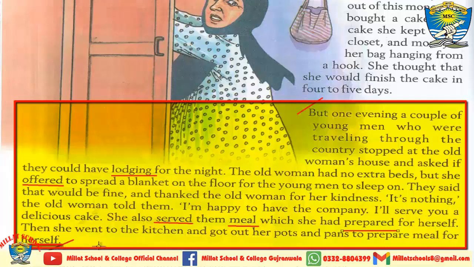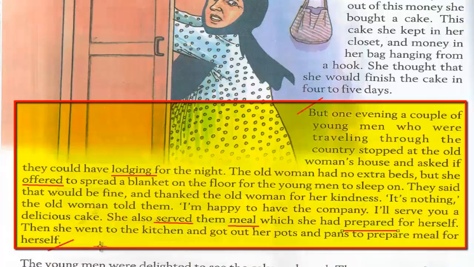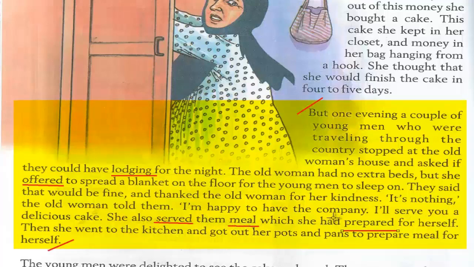Students, who came to the old woman's house? A couple of young men who were traveling through the country. Students, did the old woman have extra beds? No, the old woman had no extra beds because she was very poor. What did she serve to them? She served them the meal which she had prepared for herself.